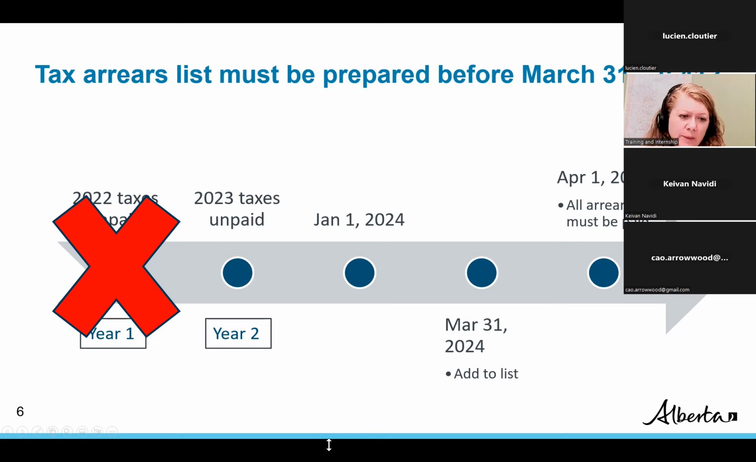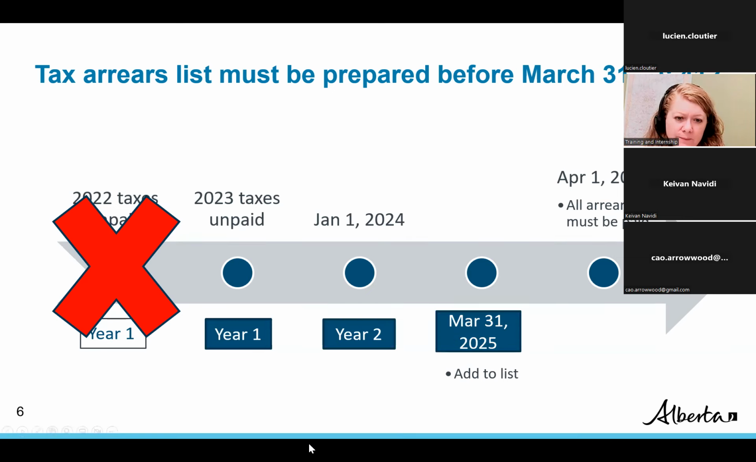If the property owner pays the taxes that have been in arrears for more than 1 year, like I've shown on the slide, a little bit too early, year 1 would fall off this timeline and the property would no longer qualify for the arrears list. 2023 would then become year 1, and 2024 would be year 2, potentially to be added to the list in March of 2025 if the owner doesn't make those payments going forward.